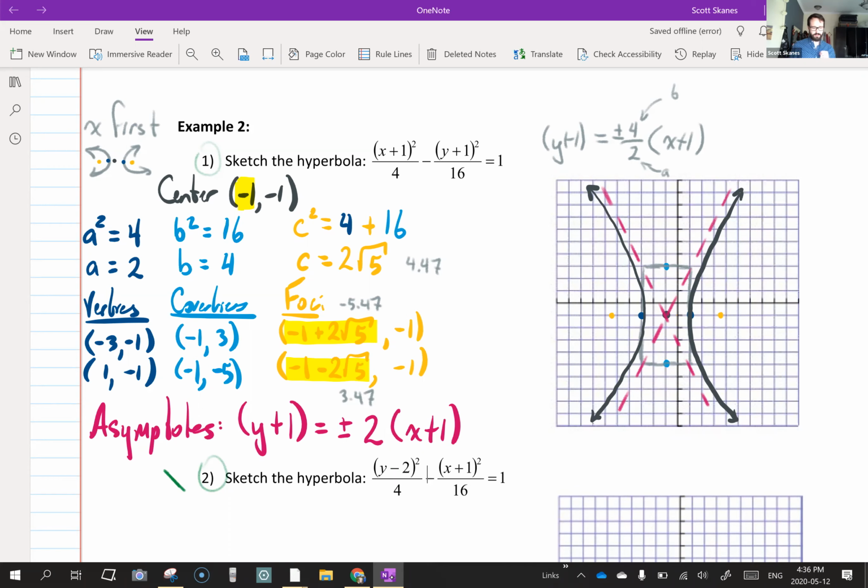So we've done 2 different types. Actually, we've only done 1 type. We've only done the X first type. We haven't done the Y first type, where we have the happy smiley face and sad face on top of each other. So let's do that. The next example is a case where that is the case.